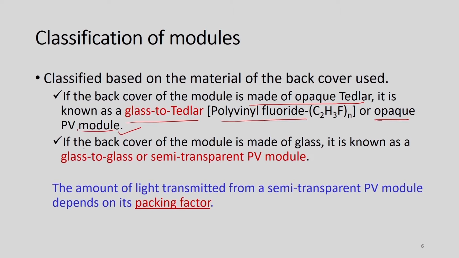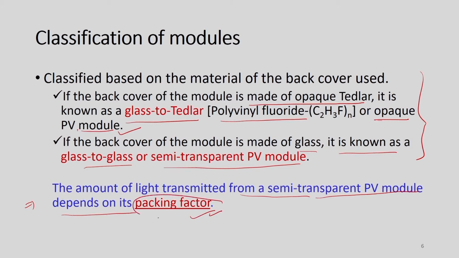And then second one, if the back cover of the module is made of glass, it is known as glass to glass or semi transparent PV module. Okay. So, primarily these two categories are prominently available, and the amount of light transmitted from a semi transparent PV module depends on its packing factor. We will define what is packing factor. It will tell about the density of the cells in a given PV module, right.